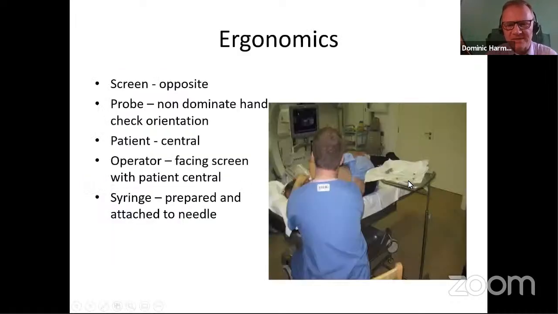Some basic things about setup. The screen is typically opposite to the operator. Typically, you hold the transducer in the non-dominant hand, and you use the dominant hand then to hold the needle. Now, there is a good skill in terms of becoming ambidextrous. The patient is central, and again, you're looking straight across. You're seeing the needle entry site, and you're seeing the patient, and you're seeing the screen all at one time. And the syringe is attached to the needle and ready to go, and you're going to inject when you reach your target site.